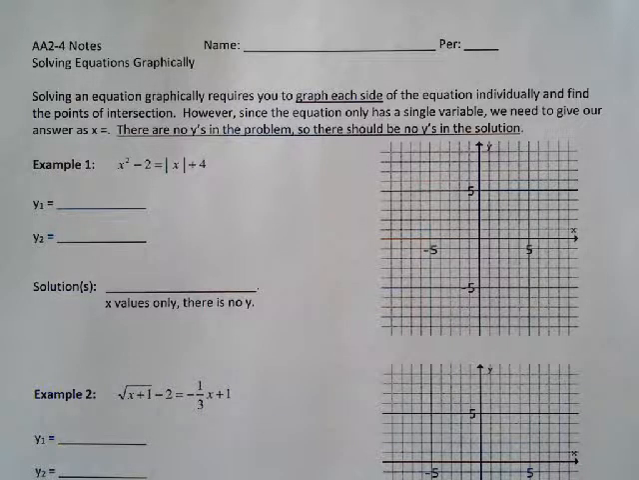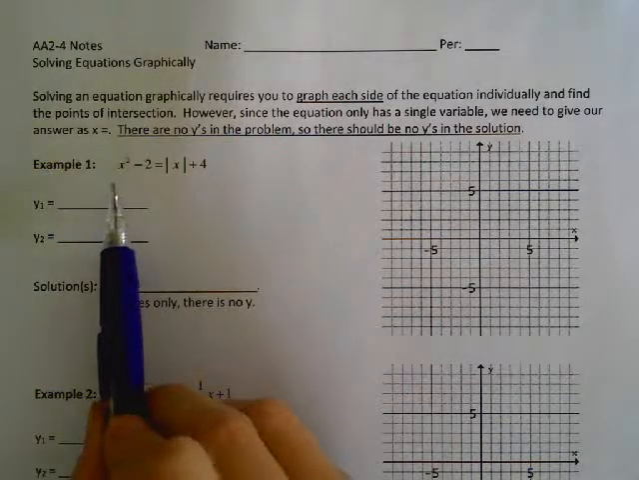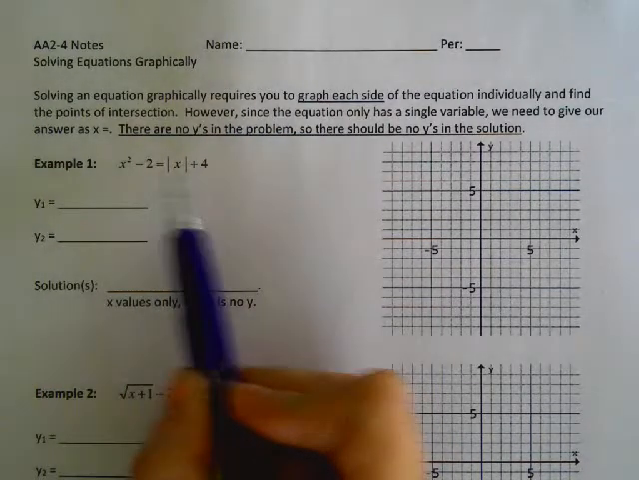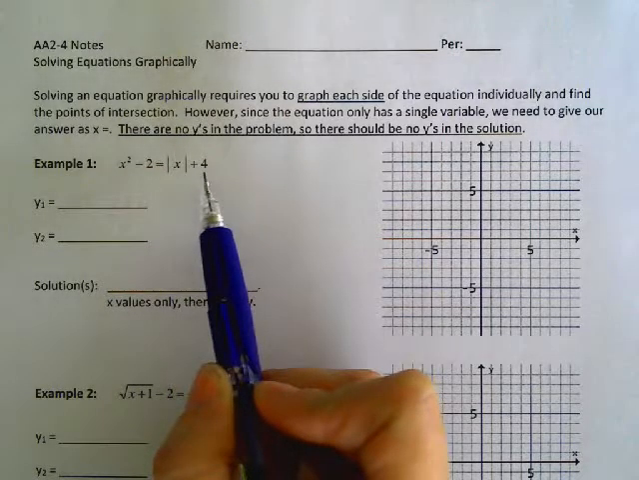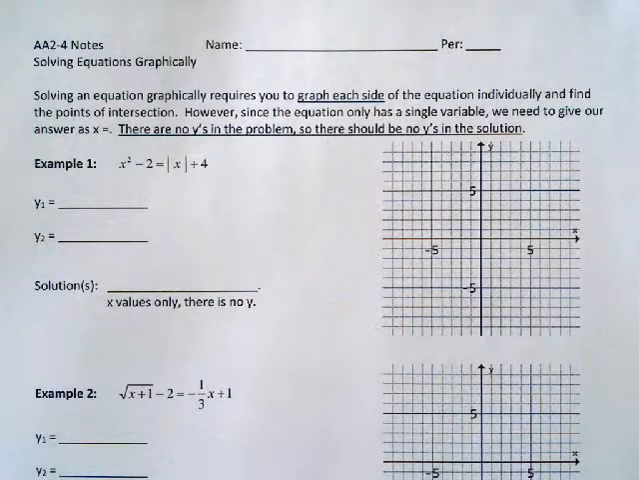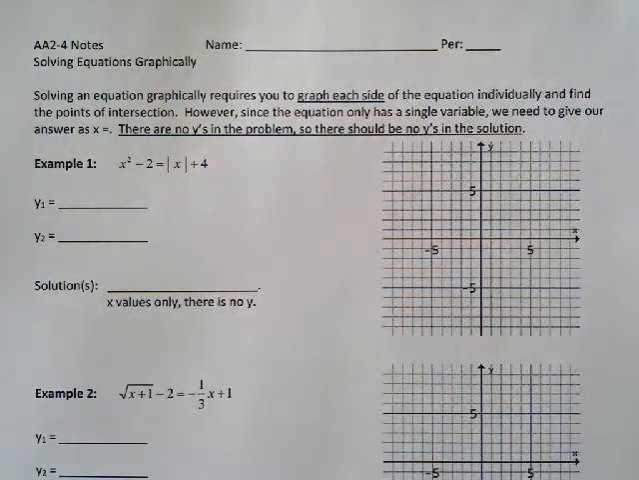Right, so section 2-4, solving equations graphically. What we're looking at here, and it's very important to remember this because it makes a difference in your answer: if I have this equation, x squared minus 2 equals the absolute value of x plus 4, that equation can be solved algebraically, but it is rather difficult to do so.